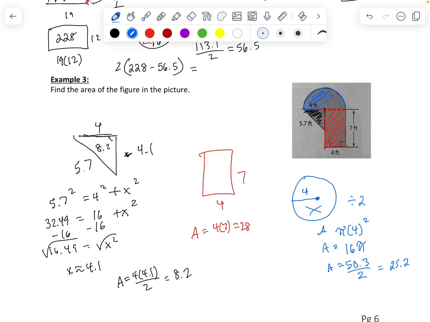All right, so we found each of these areas, but it wants the total area, so we're just going to add all of those together. 8.2 plus 28 plus 25.2 to give us an area of 61.4 square feet.